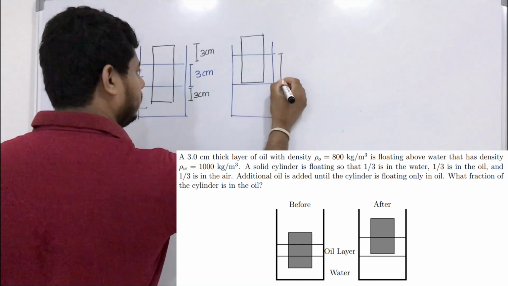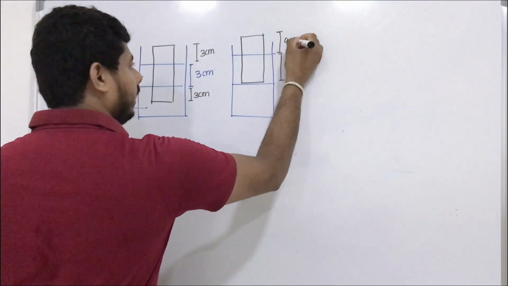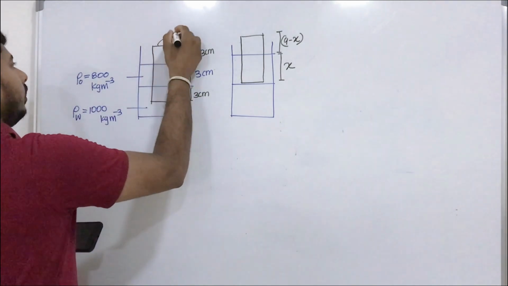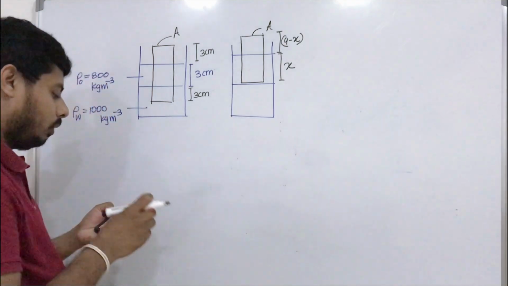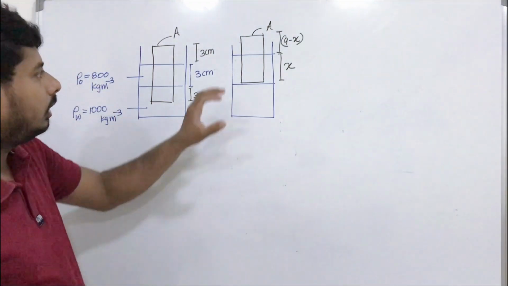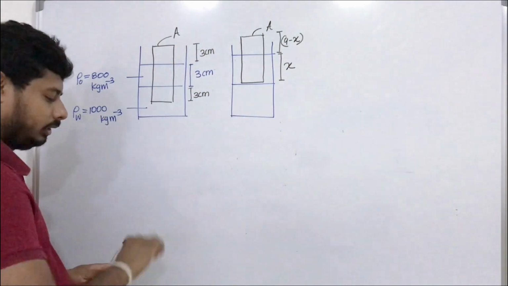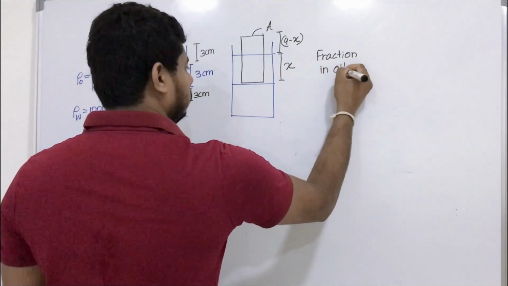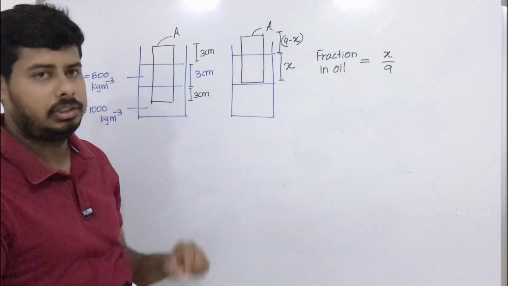Now we will assume the immersed part in oil as x. Then the part in air is 9 minus x. So we have all the height details. And this is a uniform cylinder, so we will say the cross-sectional area of this cylinder is capital A. The question is, what fraction of the cylinder is in oil? We know that the total height of the cylinder is 9 centimeters and the amount in oil is x centimeters. So the fraction in oil is simply x divided by 9. If you can find x, then you can find the fraction in oil.